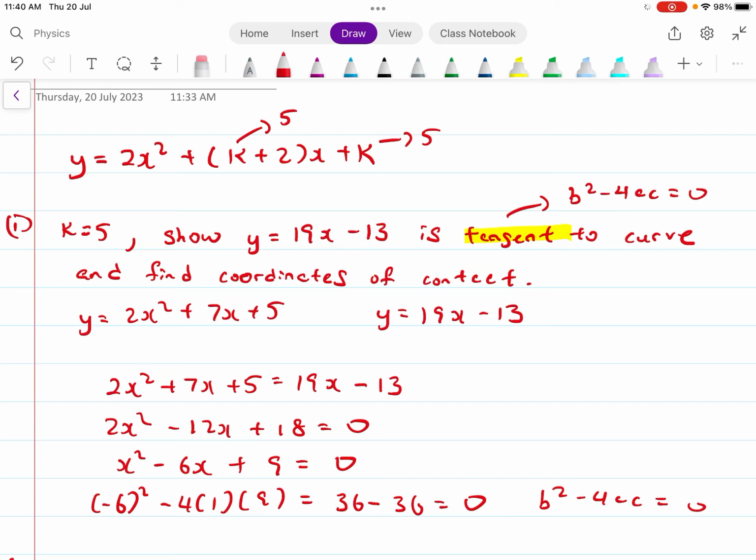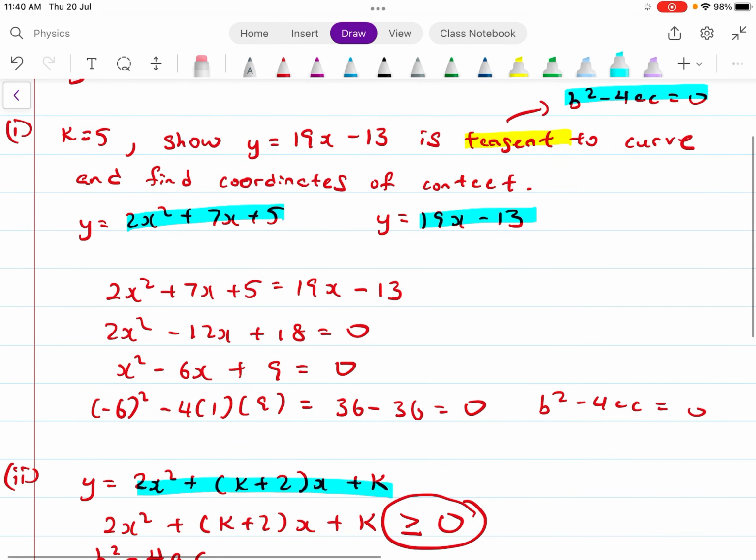Okay, so for this question, the tangent part is actually testing us on b squared minus 4ac equal to 0, because it only touches at one point. So first, we must substitute the 5. So the equation of the curve is like this. Then the line is like this, right?